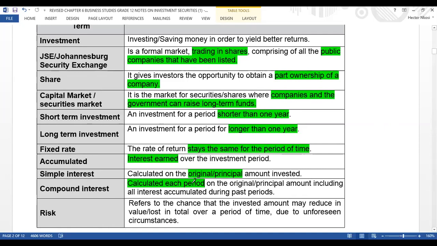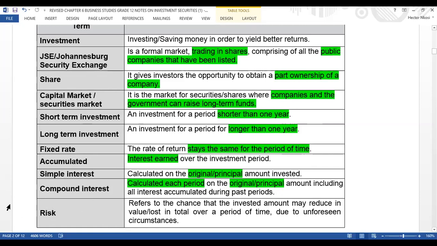The compound interest basically uses your accumulated amount, and it's the interest on each year. Does it make sense? So it's still based on your original or principal amount, including all interest accumulated during the past period. So you calculate interest for year one. Then when you go to year two, you don't forget to add year one's interest and bring it to year two. The same applies to year three, and so on. So this one is compounded, meaning it accumulates in other ways, right?